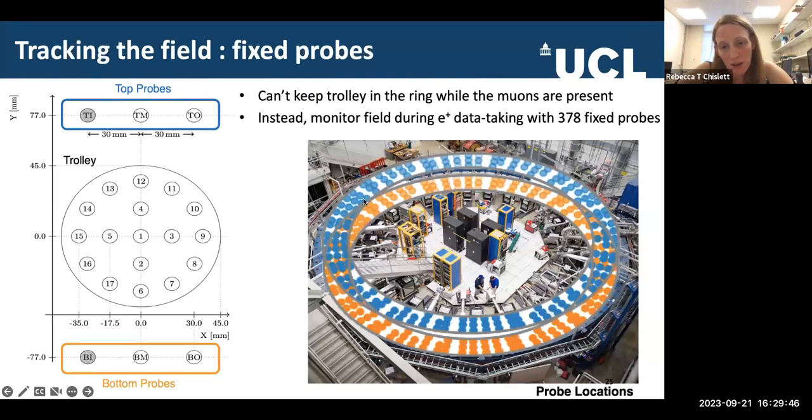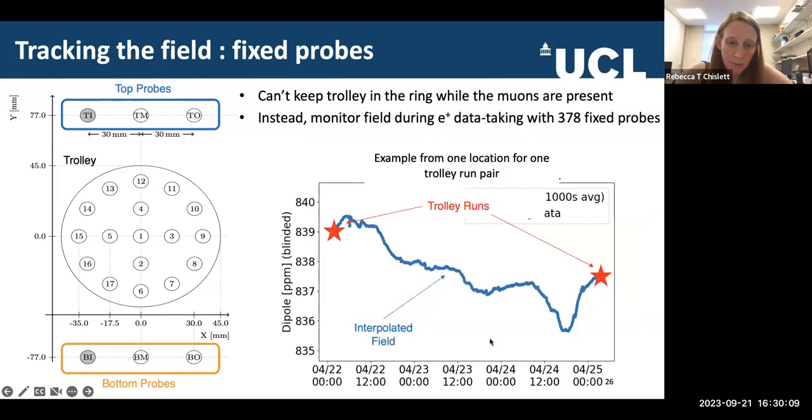You can see kind of roughly where they're located in blue for the top ones and then orange for the bottom ones. Or here's like where the trolley would be and then the probes at the top and bottom. And so these monitor the field continuously. And then by comparing that with the trolley data, you can get the measurement in between the trolley runs.